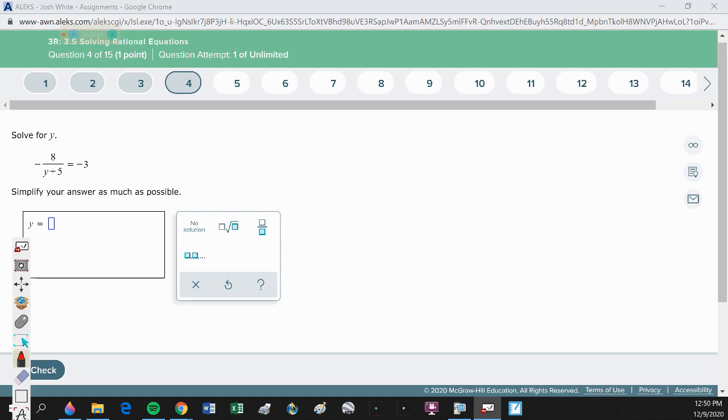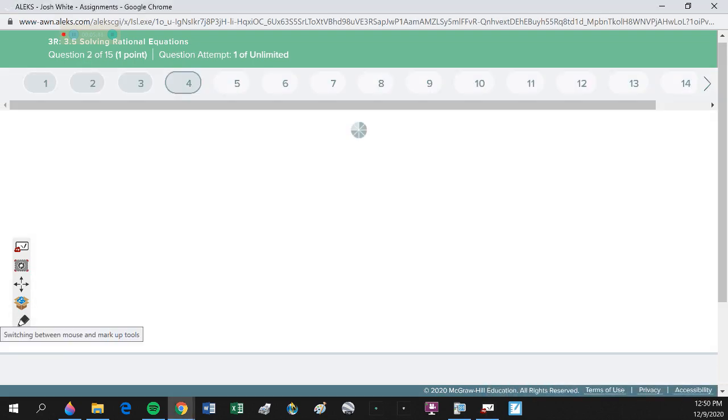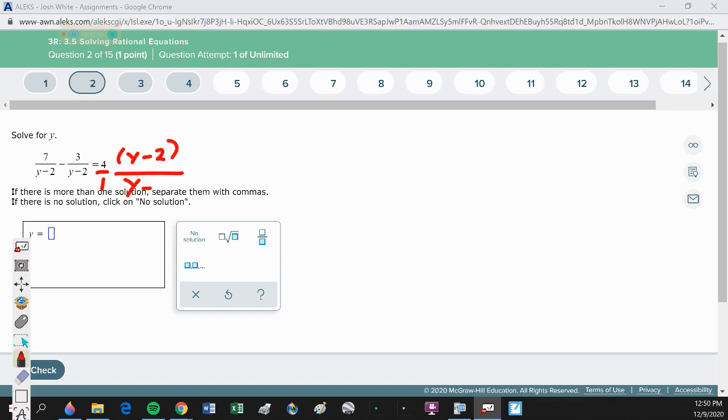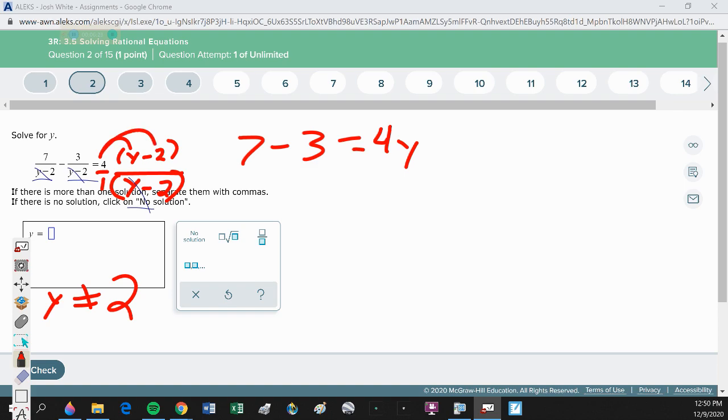Okay. Now this problem is mostly the same. The common denominator will be y minus 2. So this fraction needs a y minus 2 over y minus 2. What is y not allowed to equal? Y cannot be 2. Okay. Now that all of the denominators match, I can get rid of those. And I have 7 minus 3 equals 4y minus 8.